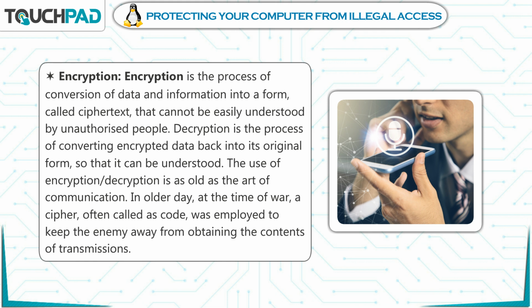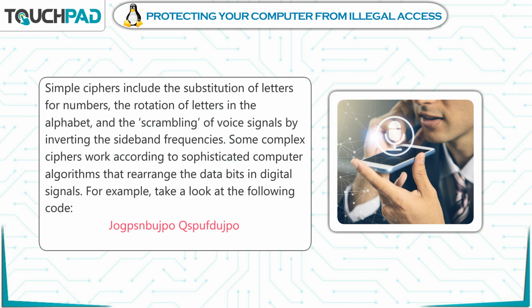The use of encryption or decryption is as old as the art of communication. In older days, at the time of war, a cipher, often called a code, was employed to keep the enemy away from obtaining the contents of transmissions. Simple ciphers include the substitution of letters for numbers, the rotation of letters in the alphabet, and the scrambling of voice signals by inverting the sideband frequencies. Some complex ciphers work according to sophisticated computer algorithms that rearrange the data bits in digital signals.